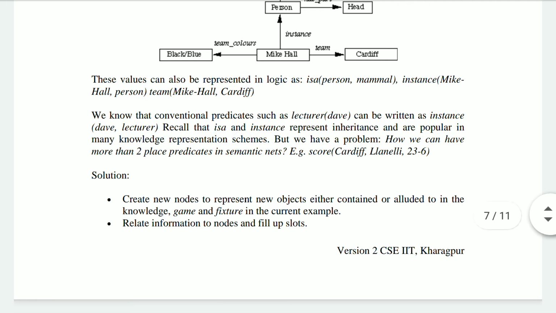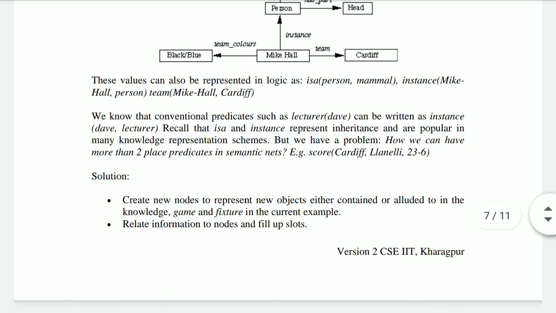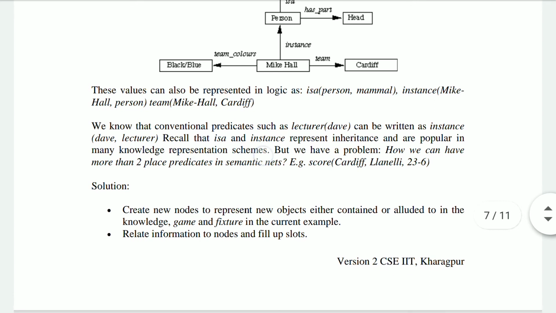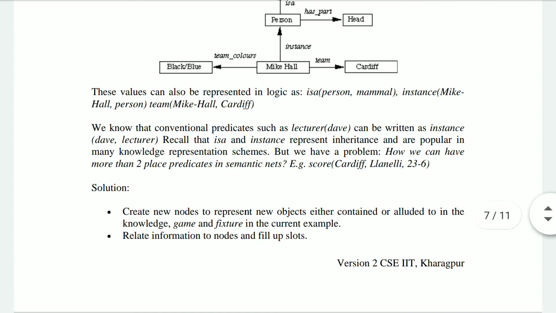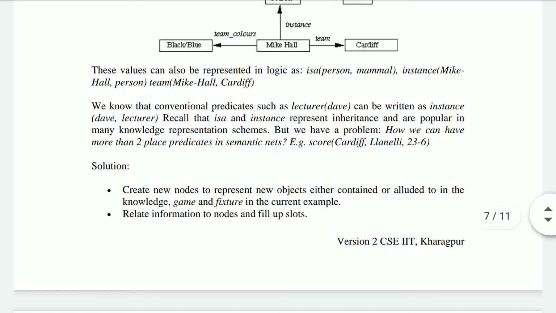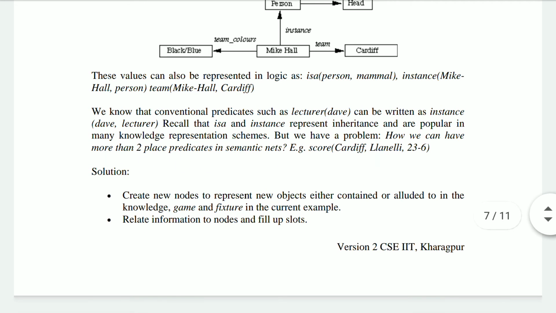Recall that is-a and instance represent the inheritance and are popular in many knowledge representation schemes. Generally, is-a and instance are used not just in AI's knowledge representation schemes, but in most knowledge representation methods. Now, up to here, it is okay. But we have a problem. What is that problem? The problem is that here we can represent one thing at a time. That means how are we going to deal with it when we have more than one, like how can we have more than two place predicates in semantic nets?